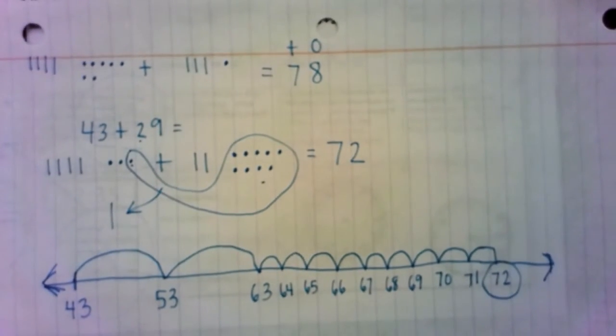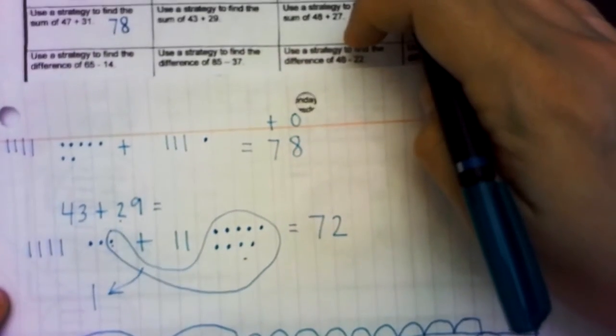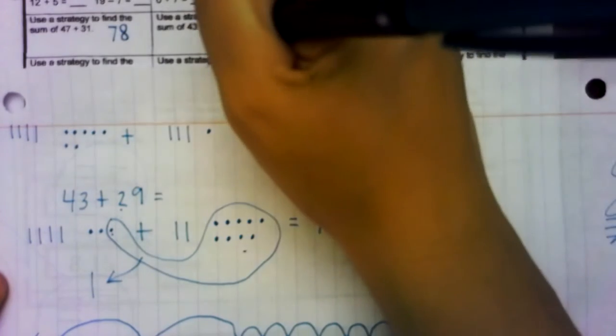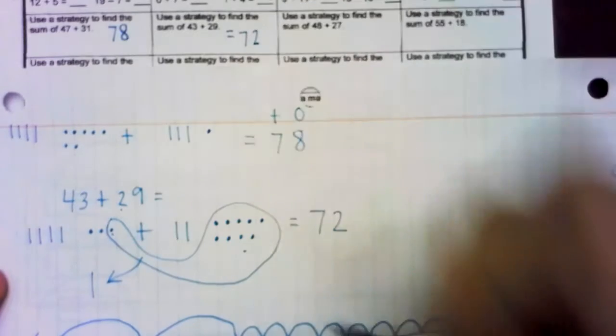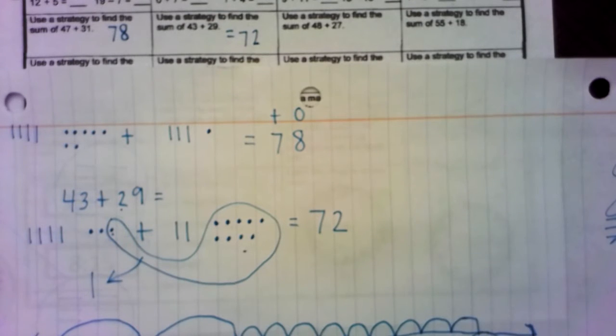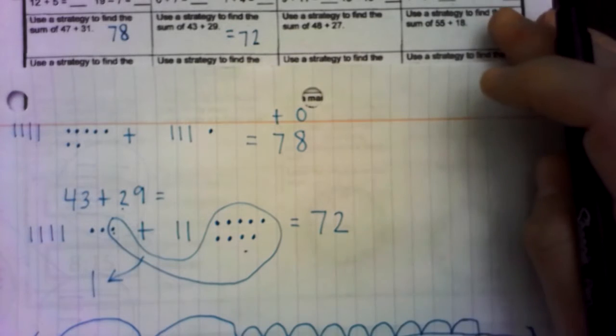Okay, so I need to fill that in on my paper because I didn't fill that in, did I? Let's see right here. 43 plus 29 equals 72. And my strategy is on the back of my paper probably because I didn't have room to do all that right there. Or on another sheet of paper that you can attach. Okay, let's do the next one.